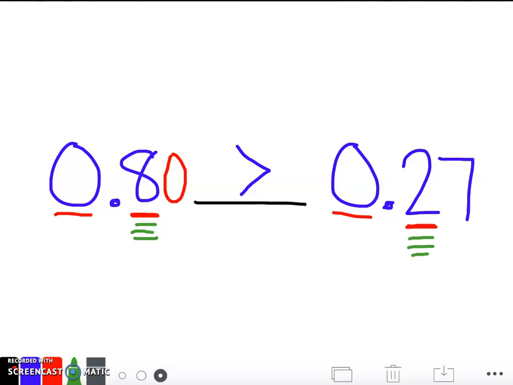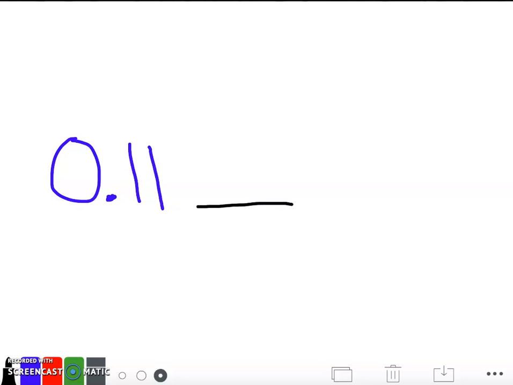Let's look at another one of those, and I'll give you one to do yourself. I'm also not going to read the decimals this time, because that kind of gives you an advantage. So we'll go with 0.11, and we will compare that to 0.09.